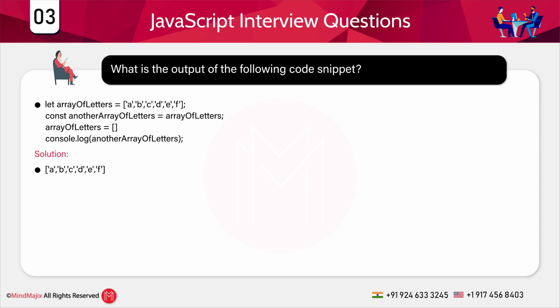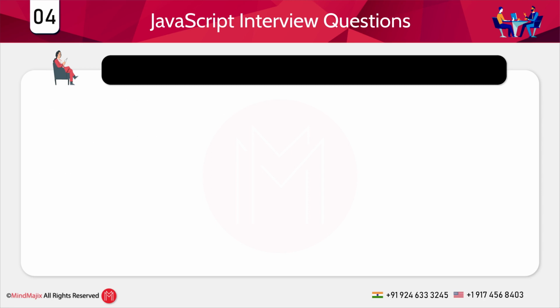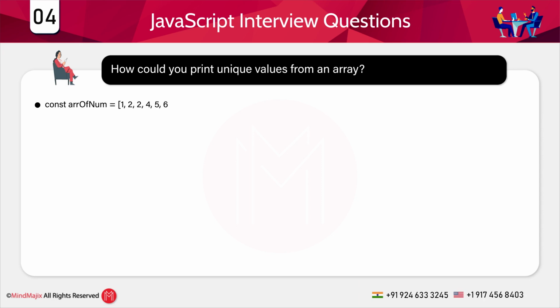So when we empty the above array of letters, at that time we create a new array and break the old reference. Thus anotherArrayOfLetters has no effect, since it is still pointing to the old array. How could you print the unique values from the array? Const arrayOfNum, elements are 1, 2, 2, 4, 5, 6, 6. So first of all, we have to find out the unique values from this array and print them.